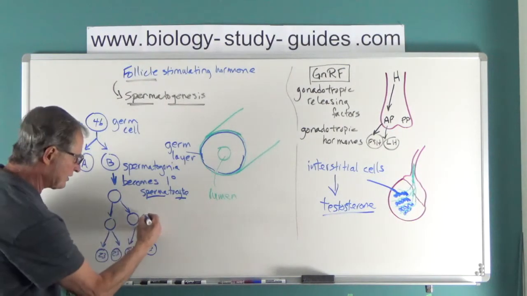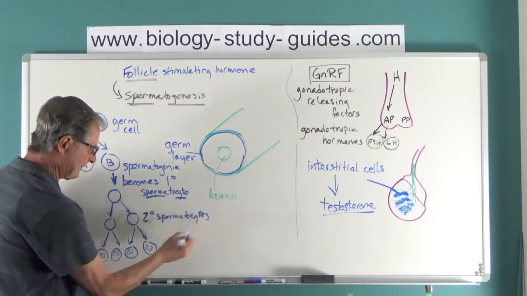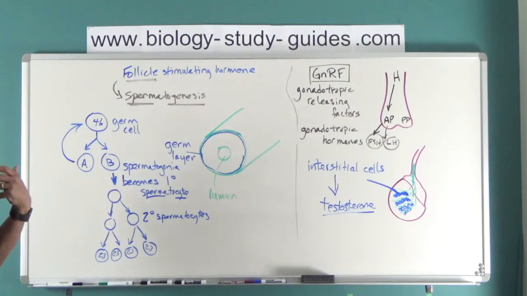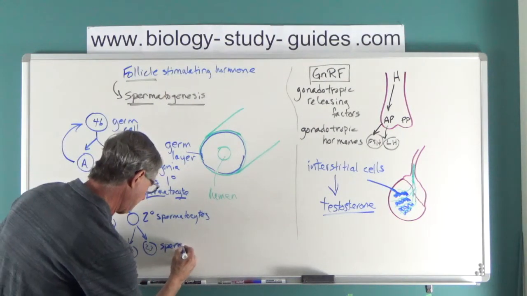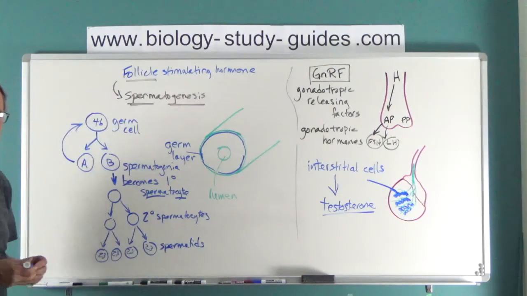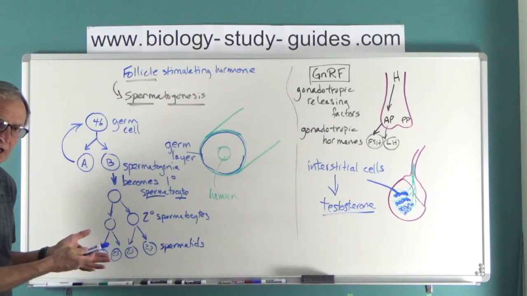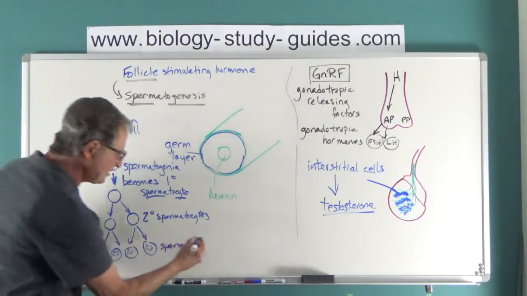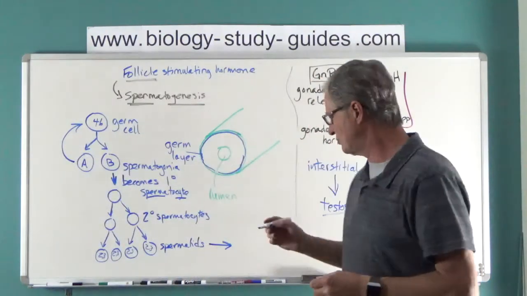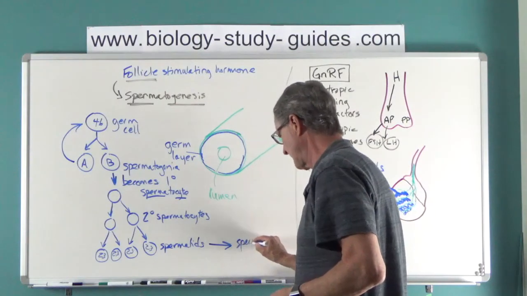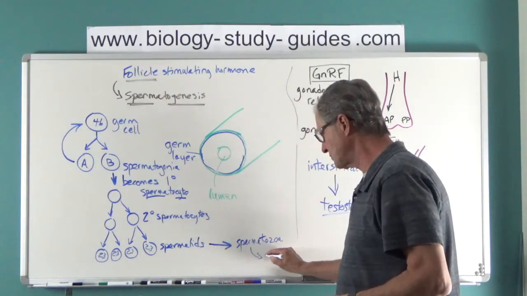These cells here are the secondary spermatocytes. And the cells at the bottom become known as spermatids. They're not sperm cells yet. They're getting closer to sperm cells. These cells are just undifferentiated cells with 23 chromosomes. They have to differentiate and become sperm cells. So when they differentiate, they go through a couple of changes. At first they're known as spermatozoa, then they become sperm cells when they mature.